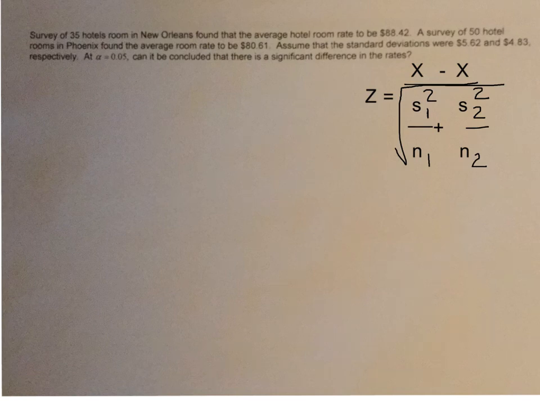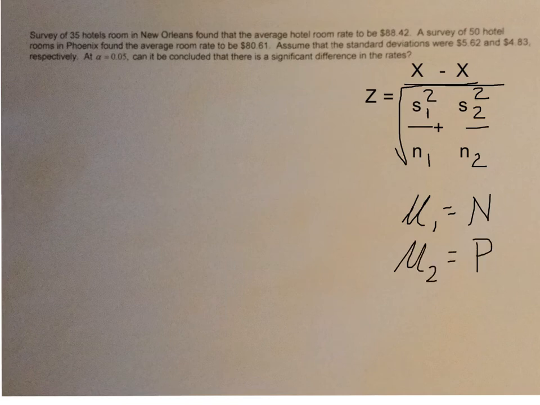So let's look at an example. In this case, we're looking at rooms in New Orleans and rooms in Phoenix. It's important right away that we mark down what our mu1 is. In this case, we'll just call it New Orleans. And mu2, we'll just call that Phoenix. And if you want to write all the terms out, you can write those words all the way out.